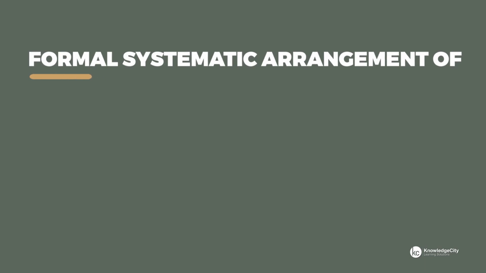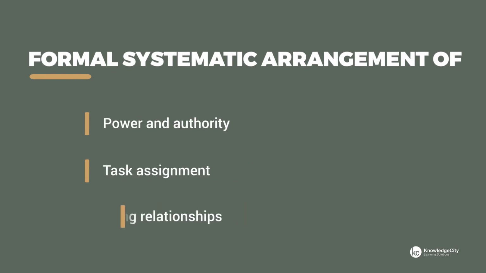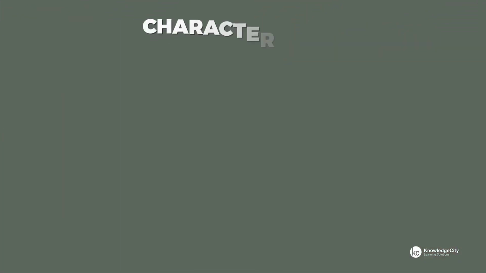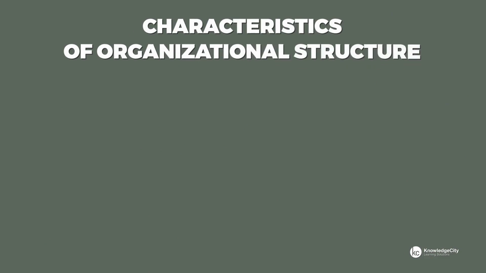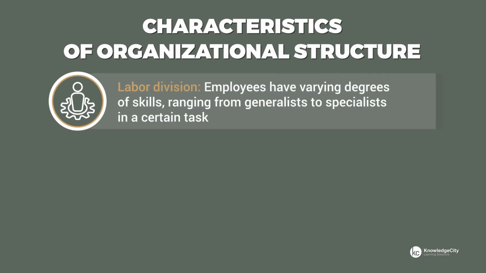Organizational structure consists of a formal systematic arrangement of power and authority, task assignment, and reporting relationships. Organizational structures are the focal point for how things are coordinated. These structures help to achieve the vision, goals, objectives, and outcomes of the organization. Let's look at the characteristics of organizational structure. These include labor division. Employees have varying degrees of skills, ranging from generalists to specialists in a certain task.